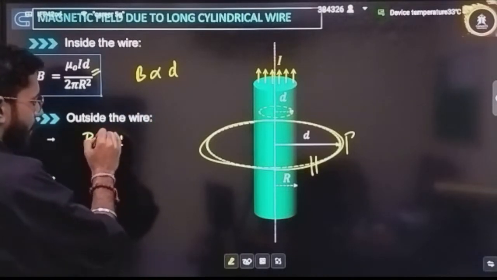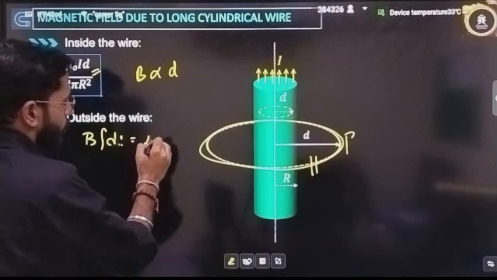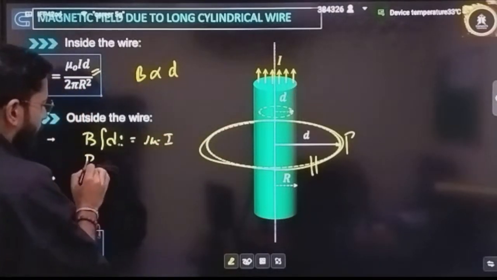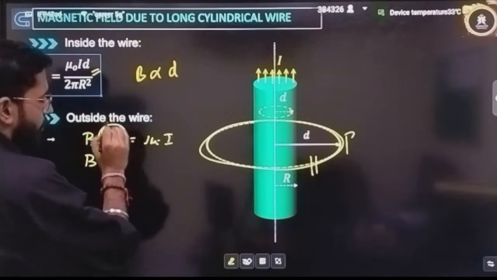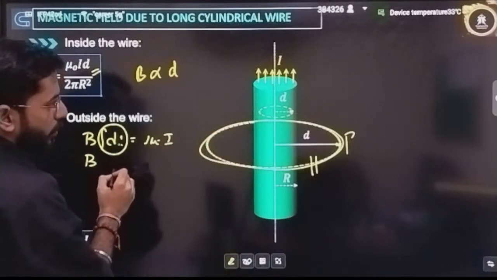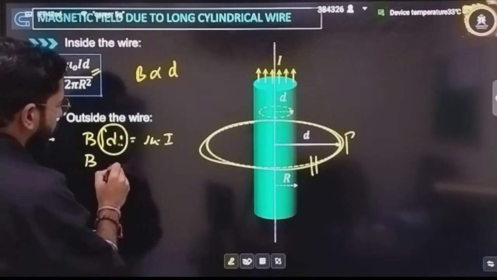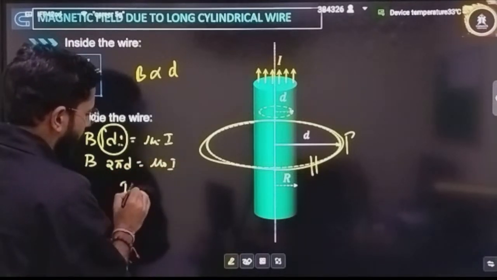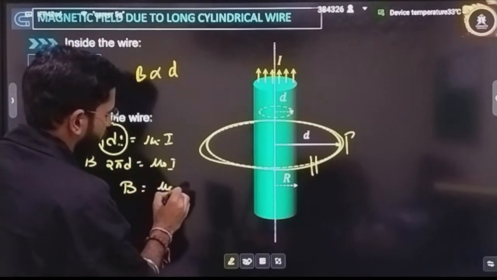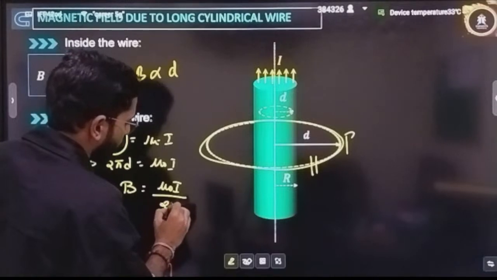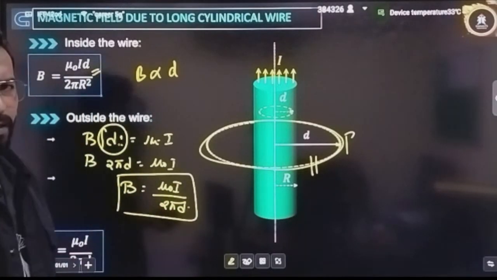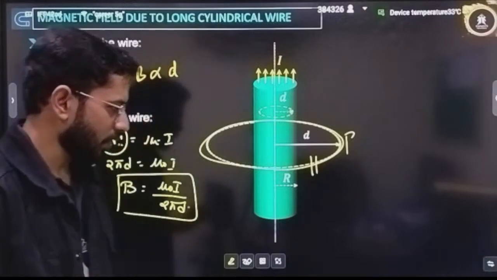The line integral of B dot dl is equal to mu naught into the net current flowing inside, which is I. B into the integration of dl vector gives you 2 pi d, equal to mu naught into I. That means the magnetic field at point P will be mu naught I divided by 2 pi d. Can you say this is the same result? It is the same result, so the outside point is not changing at all.